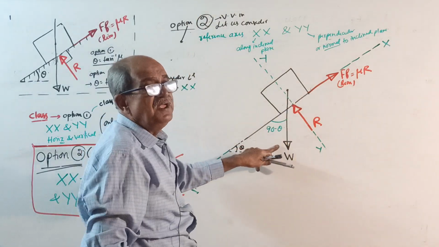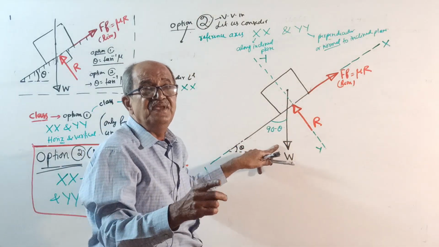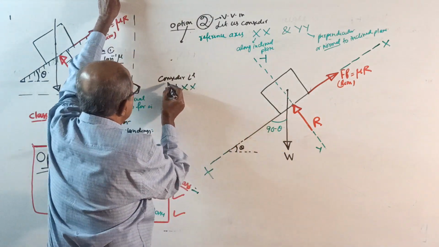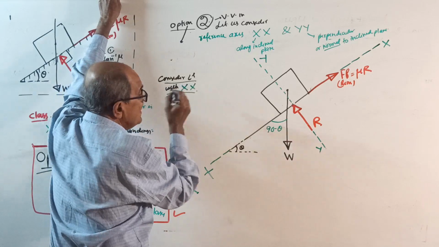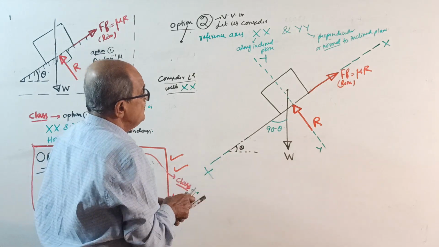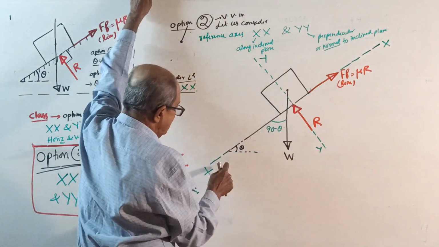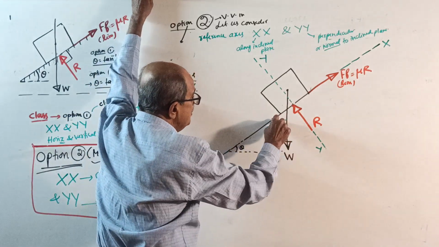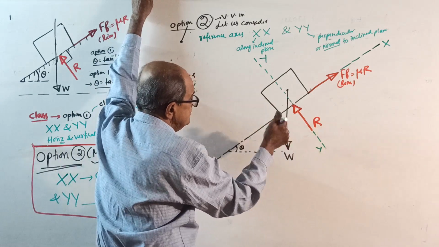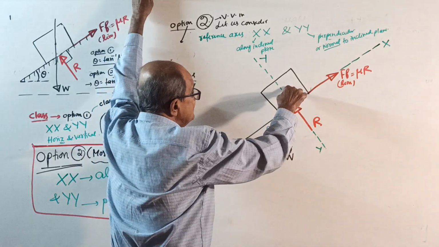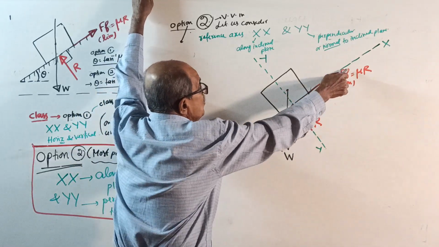But W is vertical. Reference is not horizontal-vertical. So for W, consider the angle with XX, not with horizontal. You consider the angle with XX. That is, for W, this is theta. When this is theta, this will become 90 minus theta. That is common sense. So 90 minus theta is the angle made by W with XX.